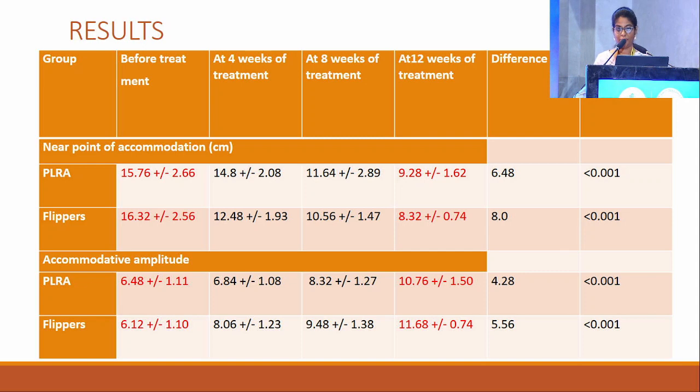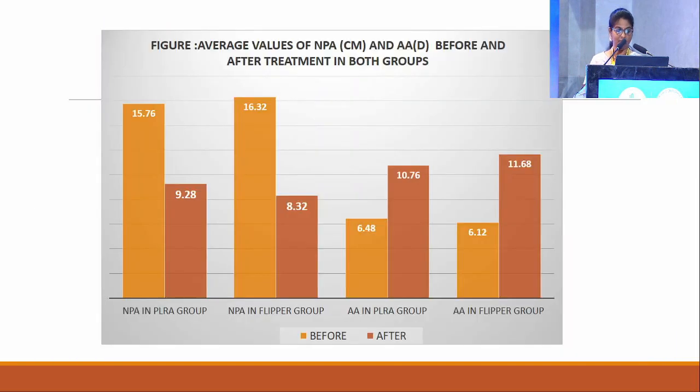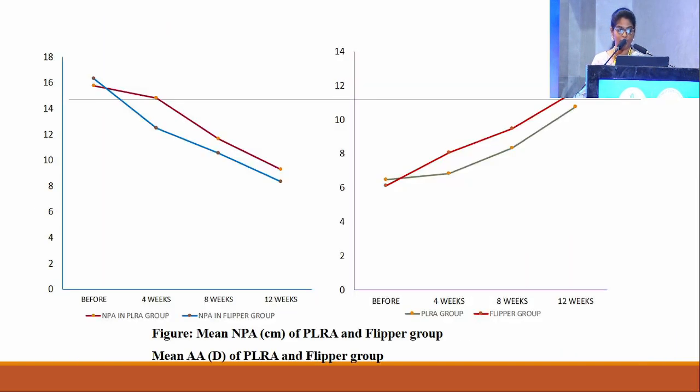Now, coming to the results, in the PLRA group, NPA improved from 15 to 9 diopters, a difference of 6 diopters, which is statistically significant, and in the flipper group it improved from 16 to 8.2, a difference of 8 diopters, which is significant. The accommodative amplitude in the PLRA group improved from 6 to 10 diopters, and in the flipper group it improved from 6 to 11 diopters, which is statistically significant. This is a bar diagram showing the improvement, and this is a line diagram showing the improvement in the flipper group and the PLRA group.